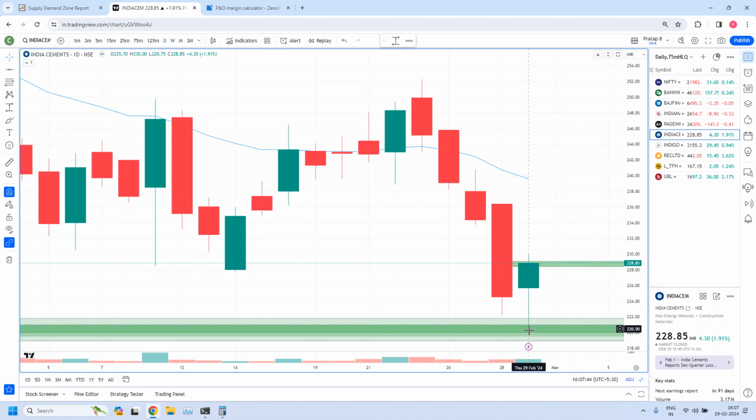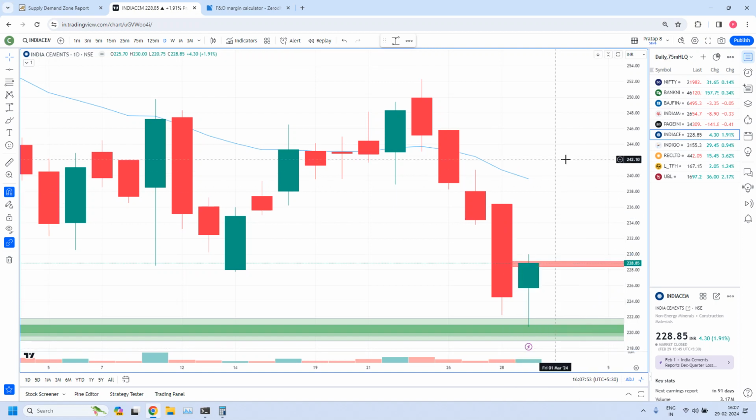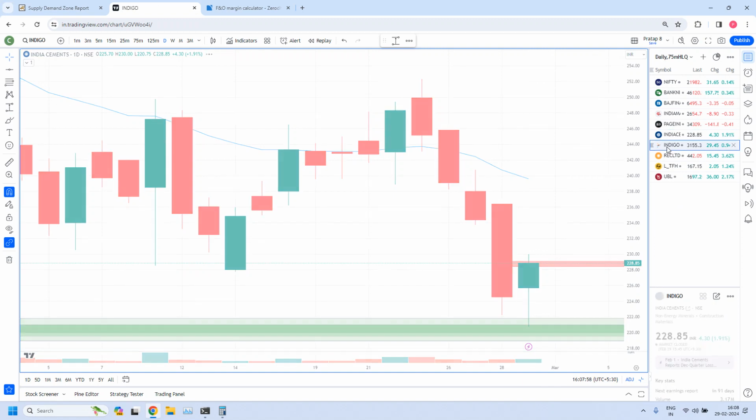See, this is again India Cement, a successful trade. But again here I have to draw the supply zone. My colors are not... Okay. Next one is Indigo.